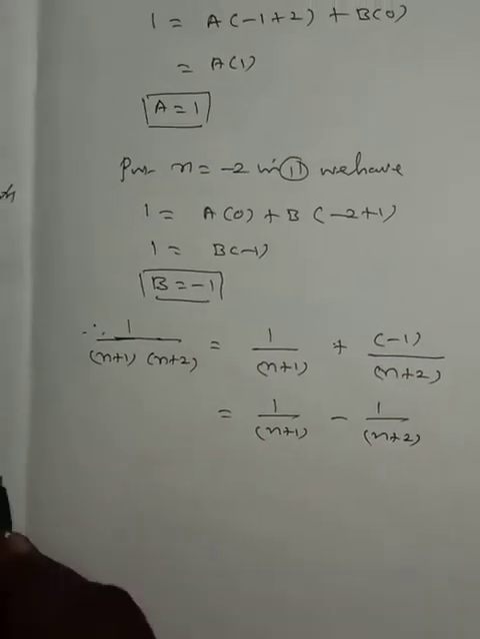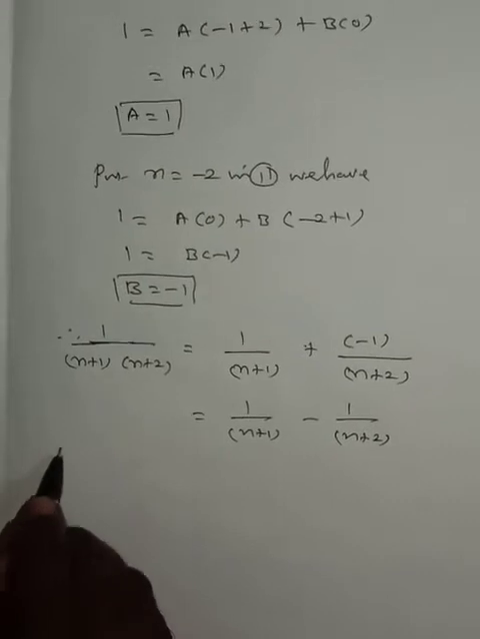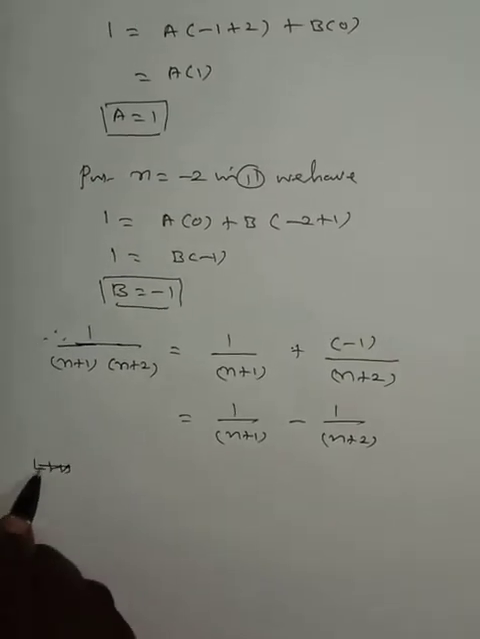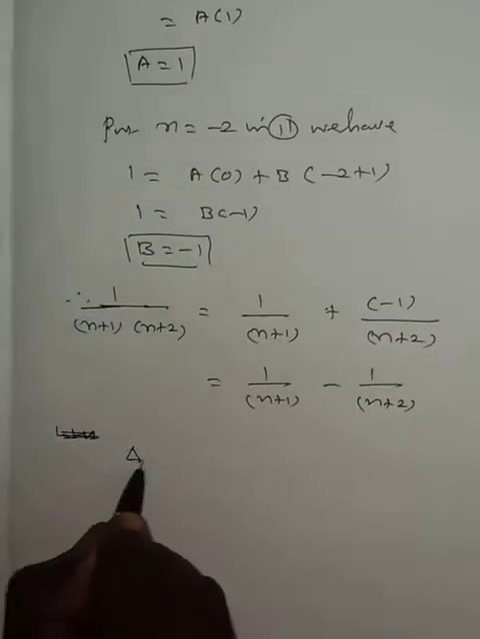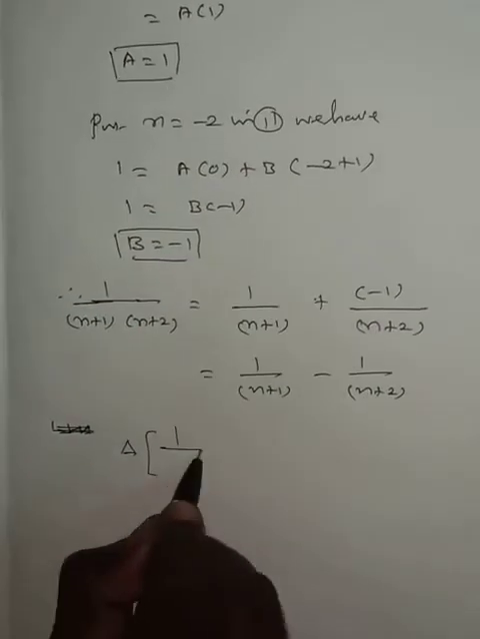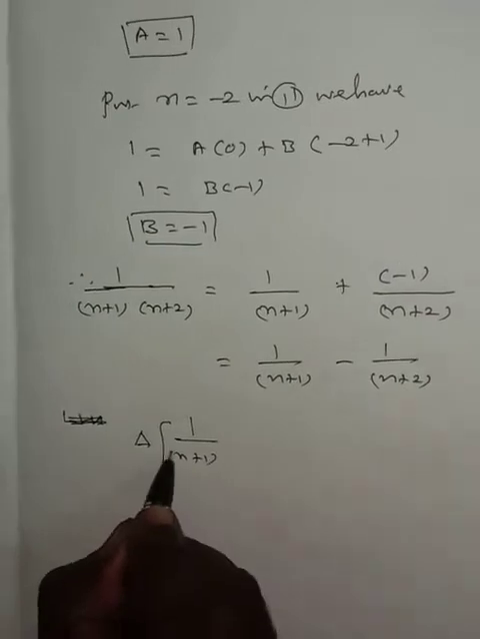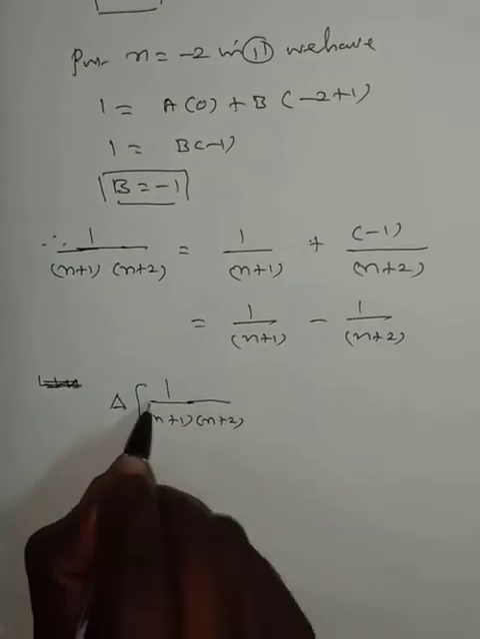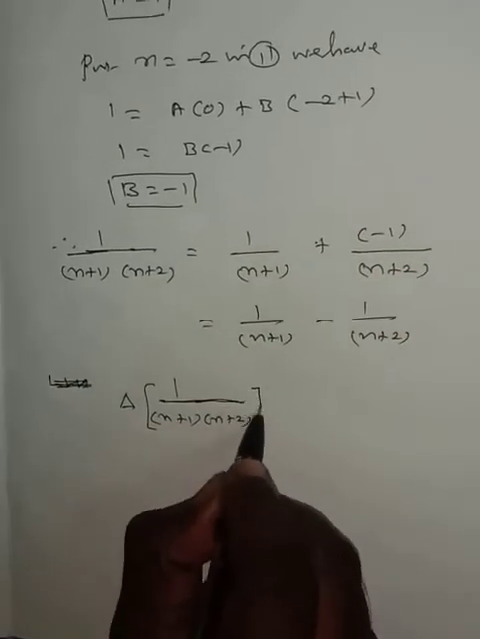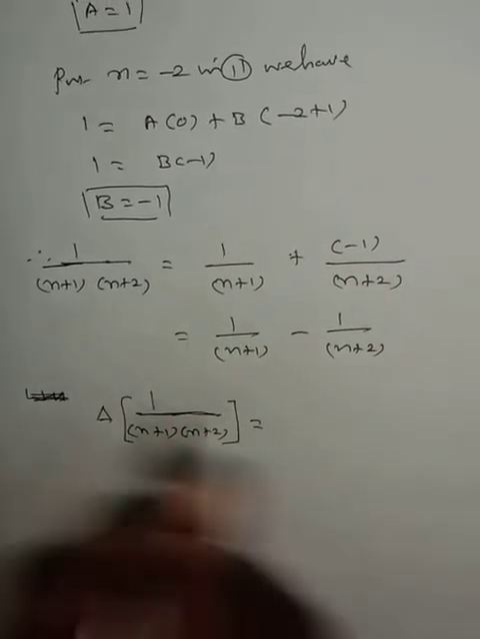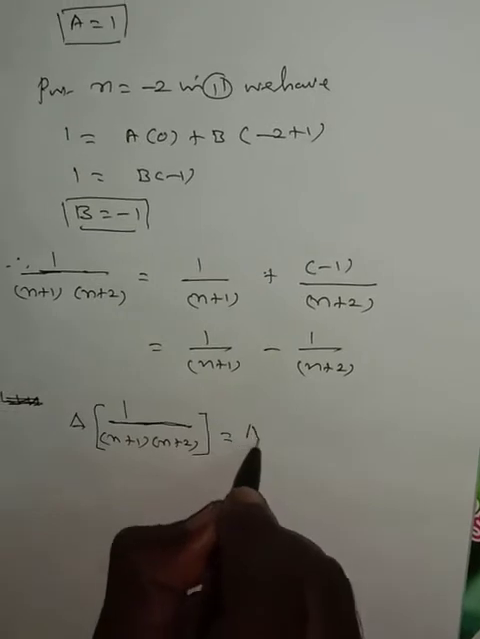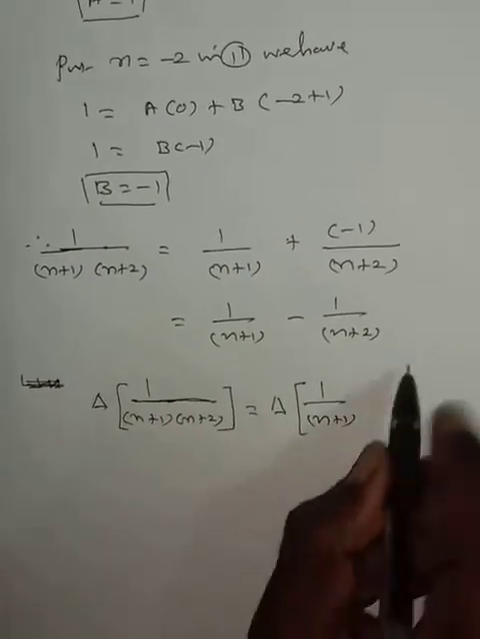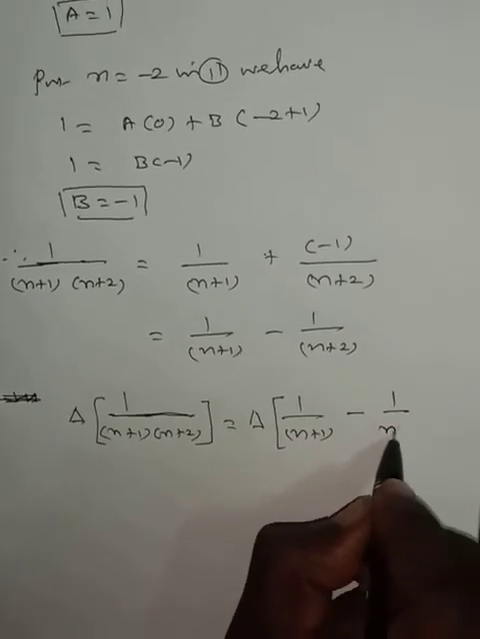Now the given problem is LHS equal to evaluate the sum. Therefore we have to take delta of 1 by (x plus 1)(x plus 2), which is equal to delta of 1 by x plus 1 minus 1 by x plus 2.